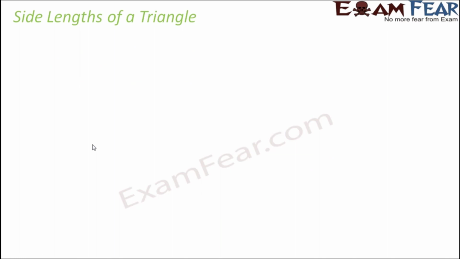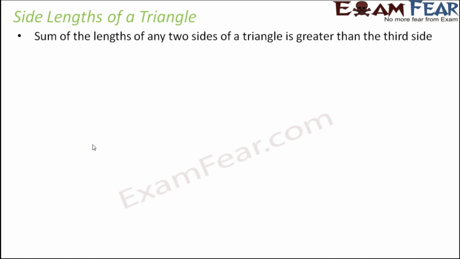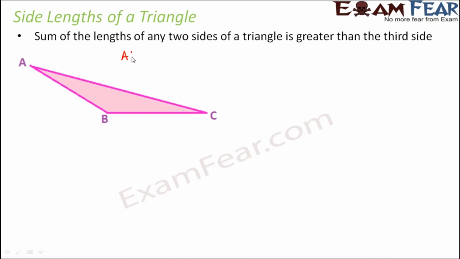So this property about the side lengths of a triangle states that the sum of the lengths of any two sides of a triangle is always greater than the third side. So let us look at this triangle. As per this property, if you measure the length of all three sides, that is AB, BC and AC, you will see that AB plus BC will be greater than AC.